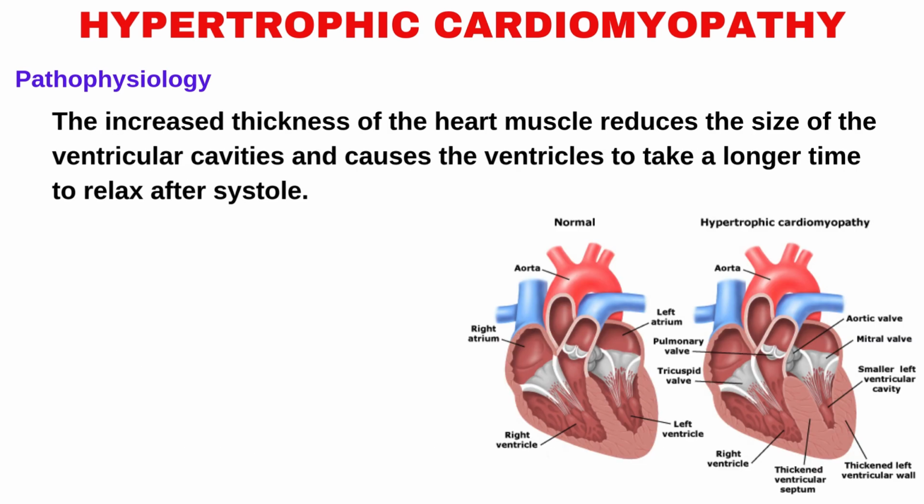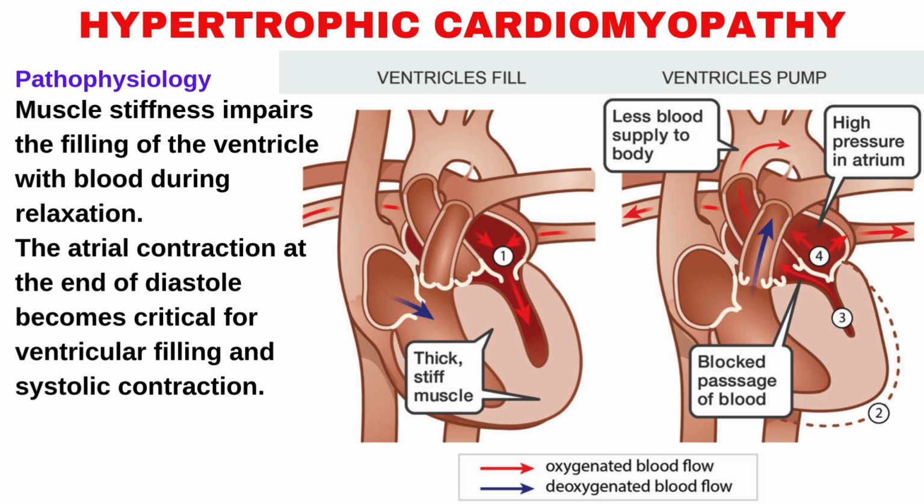The increased thickness of the heart muscle reduces the size of the ventricular cavities and causes the ventricles to take a longer time to relax after systole. Muscle stiffness impairs the filling of the ventricle with the blood during relaxation. During the first part of diastole, it is more difficult for the ventricles to fill with blood. The atrial contraction at the end of diastole becomes critical for ventricular filling and systolic contraction.